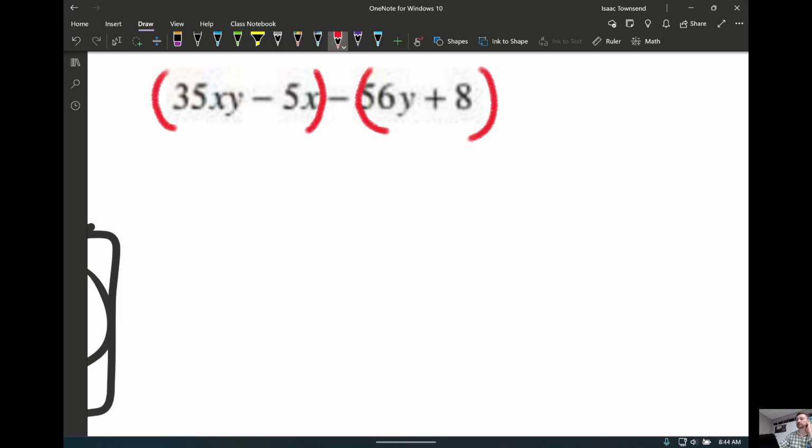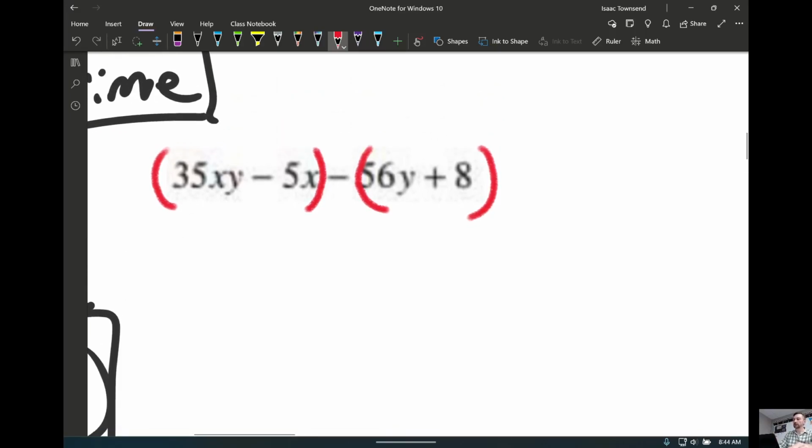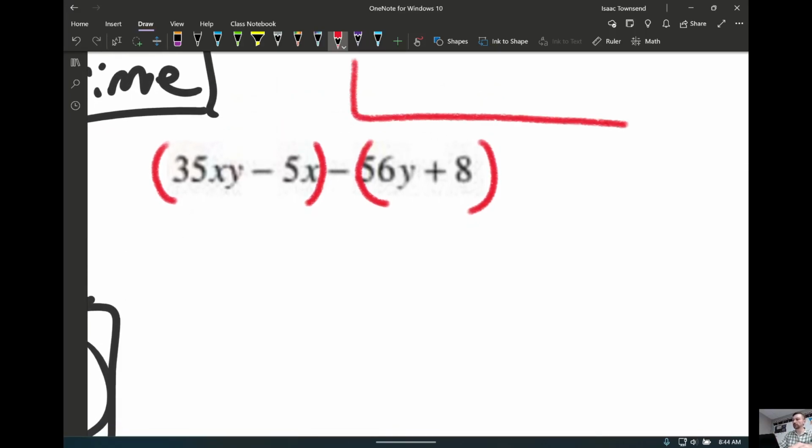When I distribute this to 56y, I get negative 56y, which is fine, that's what the original question says. But when I distribute it to this one, it gives me a minus 8, and the question's supposed to be a plus 8. So, if you don't remember this, you should probably write this in words so that you remember this, but when the sign in the middle is a minus, you have to switch just this last sign.